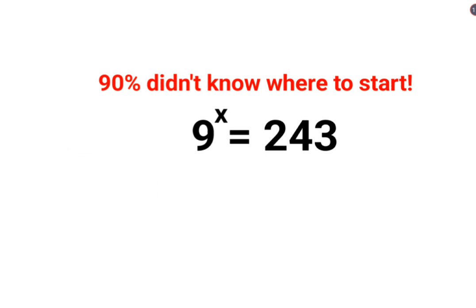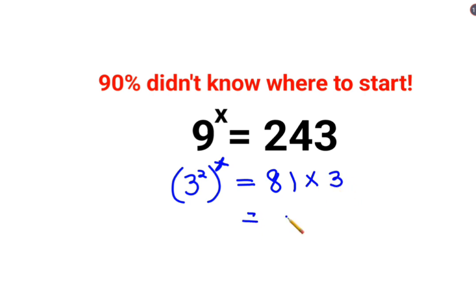Now if you look closely, 9 raised to x can be written as what? 3 raised to 2 the whole raised to x. And if this is written in terms of 3, you try to divide 243 by 3 and you realize this can be written as what? 81 into 3. Now this 81 can be written as 9 square into 3. This 9 square can be written as 3 square the whole square into 3.